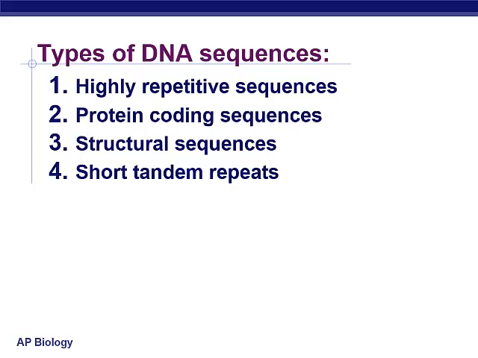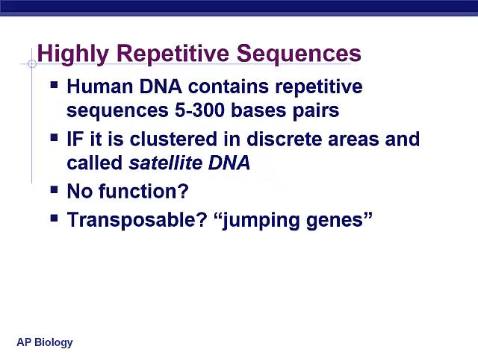So we have 4 kinds of sequences that you have to know. Each of these 4 I'm going to go through now. First one, highly repetitive sequences. In human DNA, we have these sequences of base pairs that are just repeating units. Repeat, repeat, repeat, repeat, repeat. Sometimes 5 to 300 base pairs.